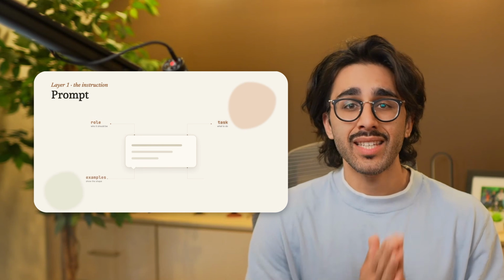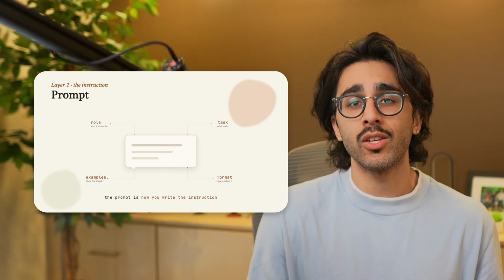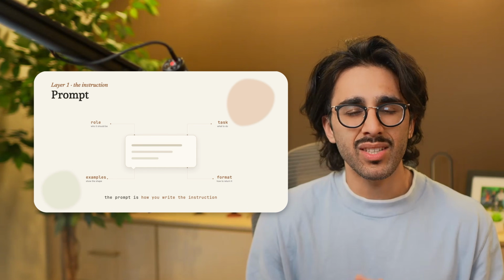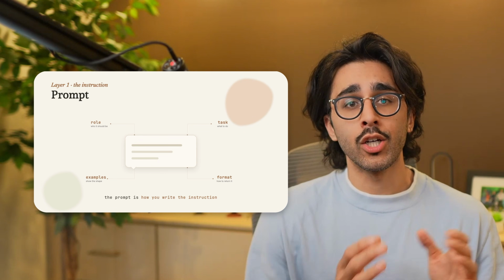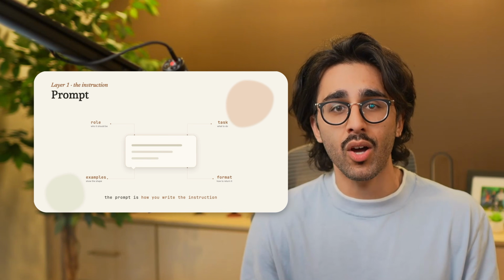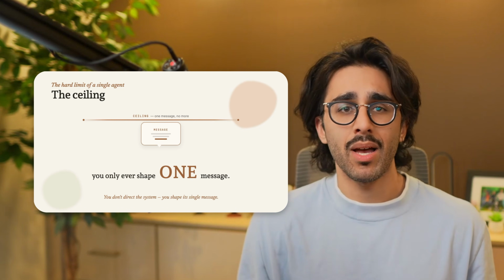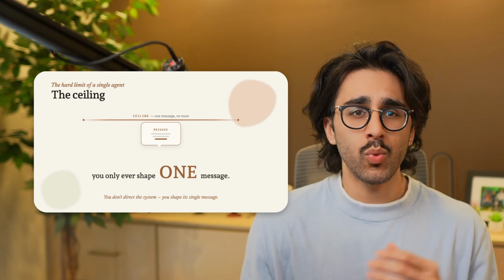Layer 1 is prompt engineering. This is the input. It's how you write the single instruction that you hand to the model, a clear task, the format you want back, a couple of examples, and maybe a rule. When you do this well, a good prompt is the difference between garbage and exactly what you wanted from the same model. But prompt engineering has a ceiling. You're only ever shaping one message. The model still only knows what's inside that one message, which takes us straight to the second layer: context engineering.